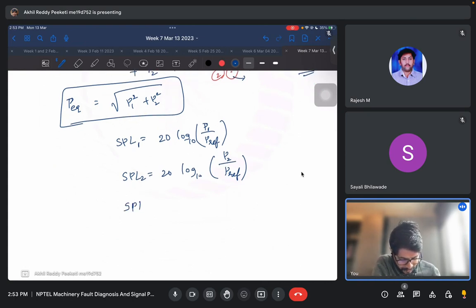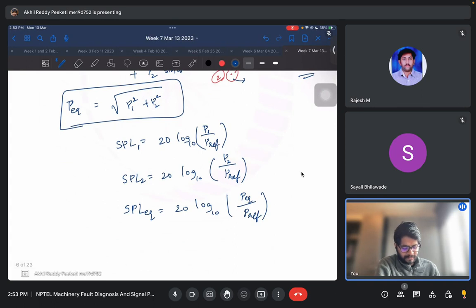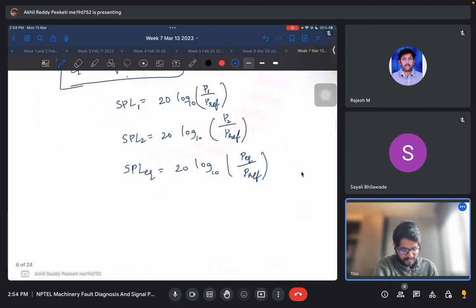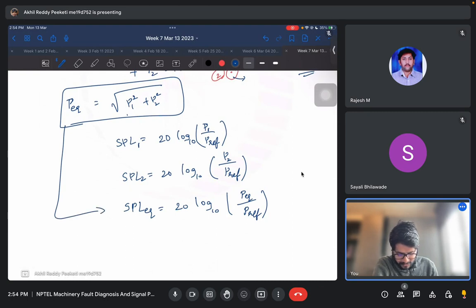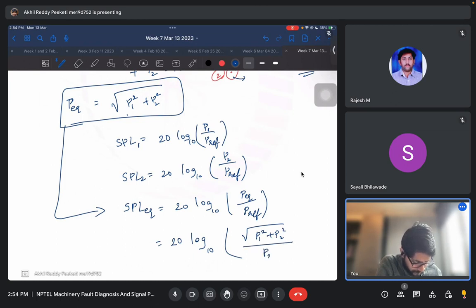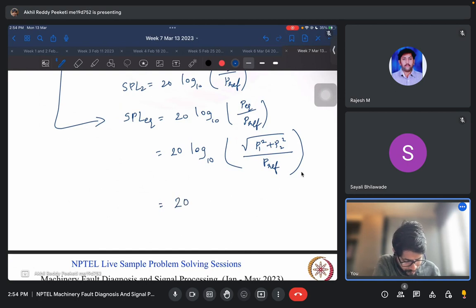Now SPL equivalent would be 20 log 10 P equivalent by Pref, right? Now we have P equivalent in terms of P1 and P2, and P1 is in terms of SPL1 and P2 is in terms of SPL2. So we can do some manipulations, which I will show here. First let's replace P equivalent in the equation of SPL. So root over P1 square plus P2 square by Pref. Okay, now 20 I am writing as 2 into 10, and this 2 I am taking inside the log, so it becomes a power.